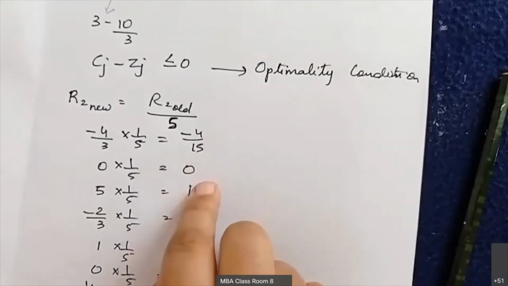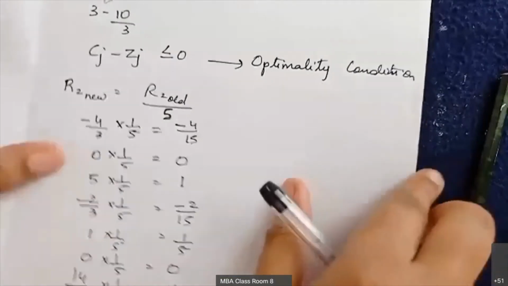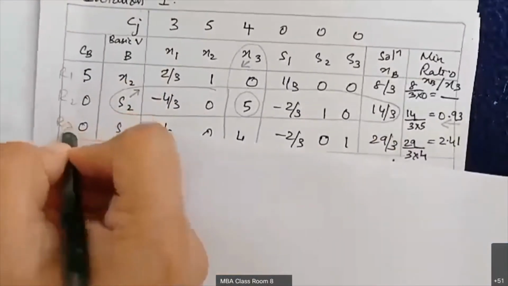Minus 4 by 15, 0, 1, minus 2 by 15, 1 by 5, 0, and 14 by 5. All the values are correct. Now we need to change R1. We have changed only R2 now. This is R2, this is R1, this is R3. We have changed only R2 here. Now we need to change R1.